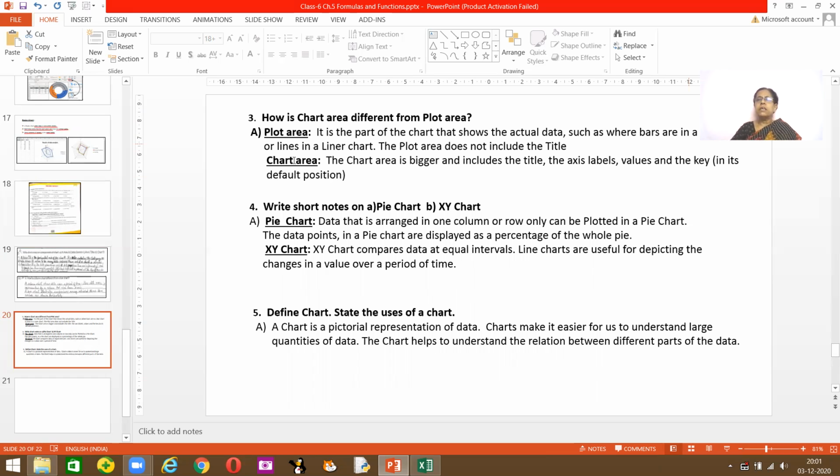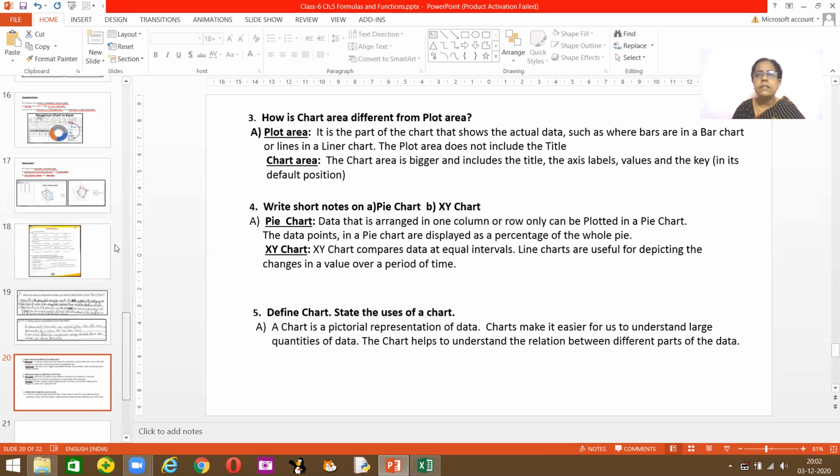The bars are in the plot area. It is a part of the chart that shows the actual data, whereas the bar area is where bars are in the bar chart. Okay, write short notes on the pie chart and XY axis. Define charts, state the use of charts.